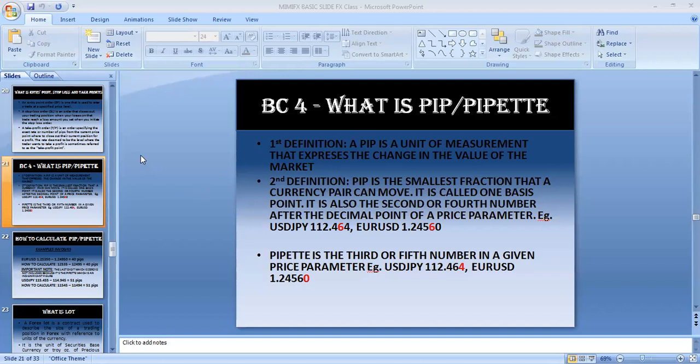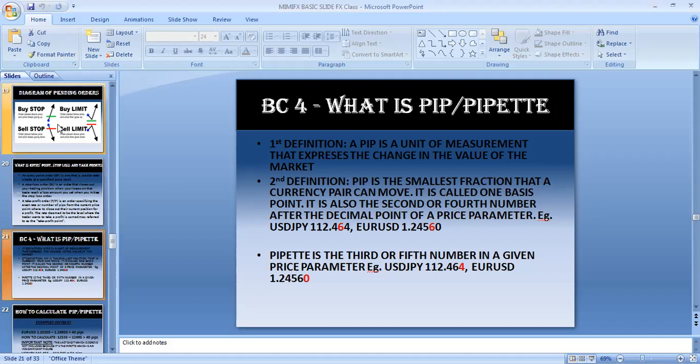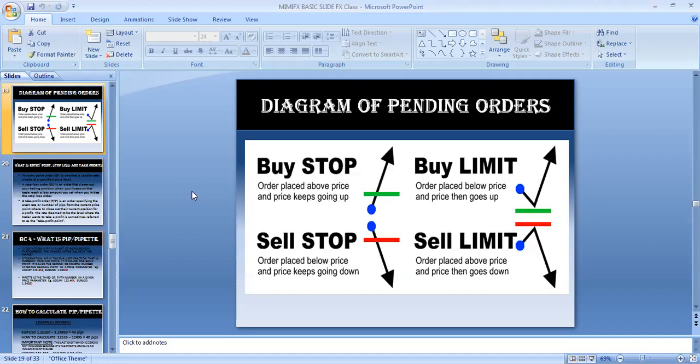In our last basic course, we treated types of orders and we talked about the entry and exit orders. The exit orders have to do with take profit and stop loss, while the entry orders have to do with pending orders and instant executions or market executions. For the pending orders, we saw four categories, which are buy stop, buy limit, sell stop, and sell limit.